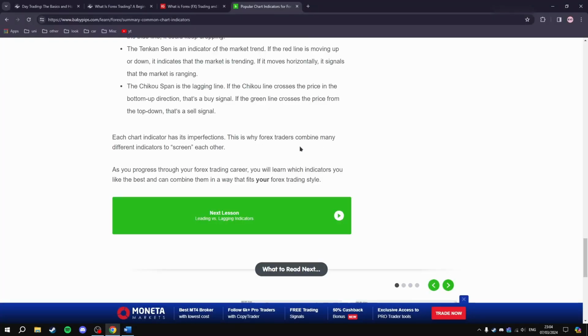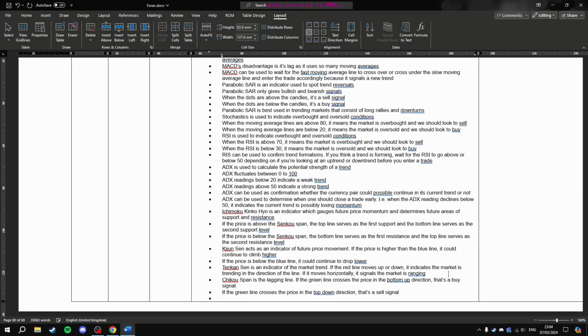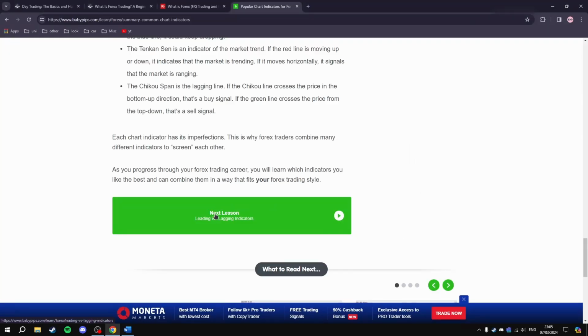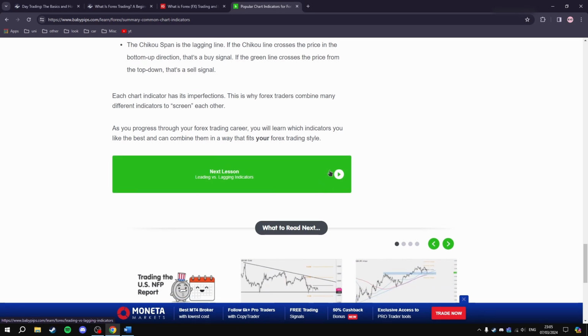This is why Forex traders combine many different indicators to screen each other. As you progress through your Forex trading career, you will learn which indicators you like the best and combine them in a way that fits your Forex trading style.